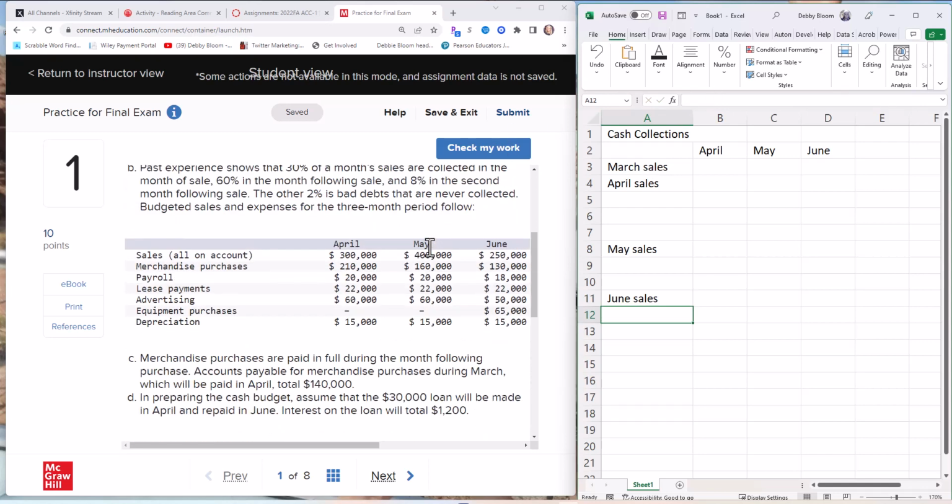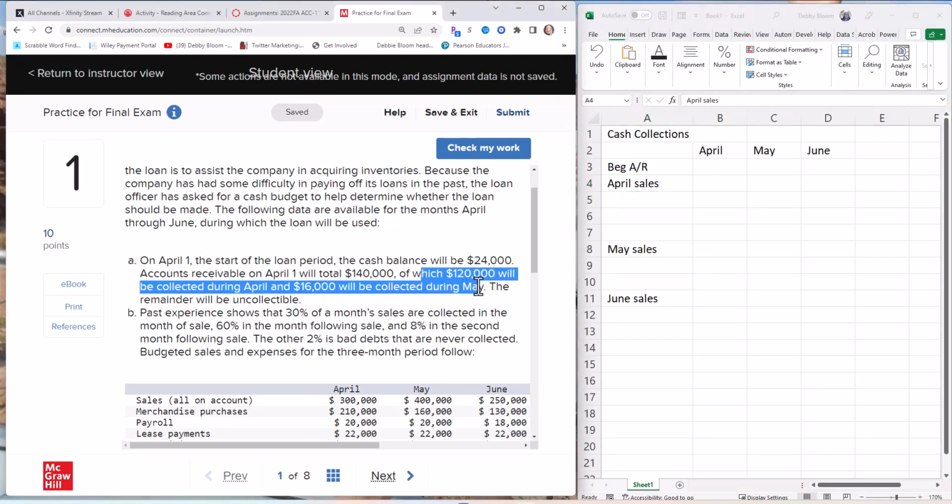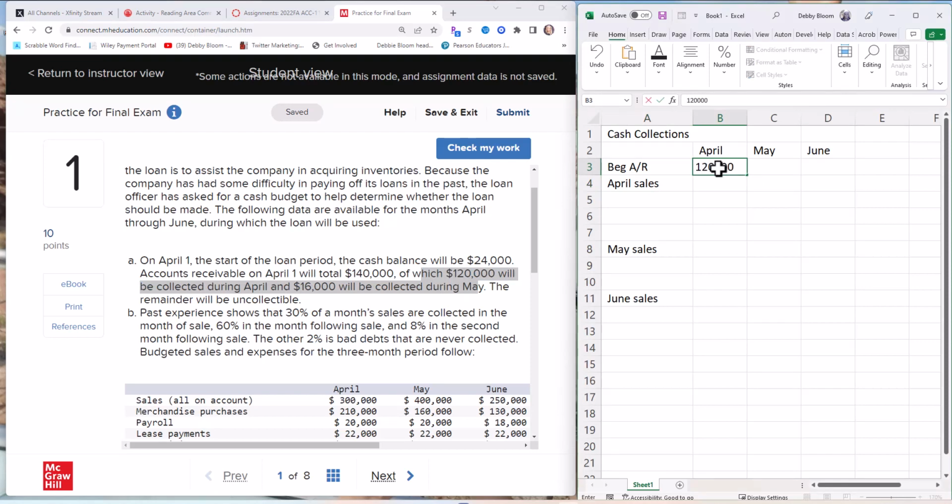So for March sales, we go to piece of information number 1. Accounts receivable on April 1st will total $140,000, and they're just telling us, so instead of March sales, that should have been beginning accounts receivable, because some of those sales were actually in March, and some of them were in February. So we're told in part 1, $120,000 will be collected during April, and $16,000 will be collected during May. So I'm just going to put the $120,000 in April, and I'm going to put the $16,000 in May.